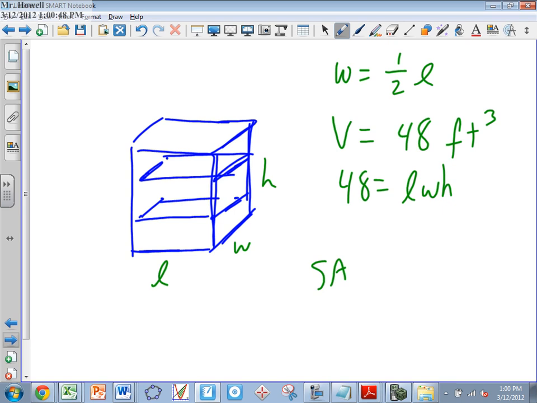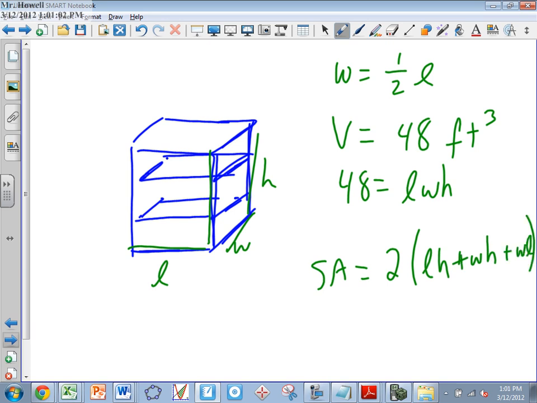So this face is L times H, and then there's a back one. Remember how we did this last time? There's 2 LHs, 2 WHs, and 2 WLs. So I can't take the derivative of this because I have 3 variables, Christian. Okay? So I can solve for one of those variables here, and then use it.